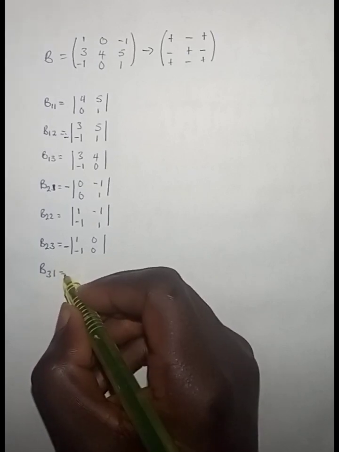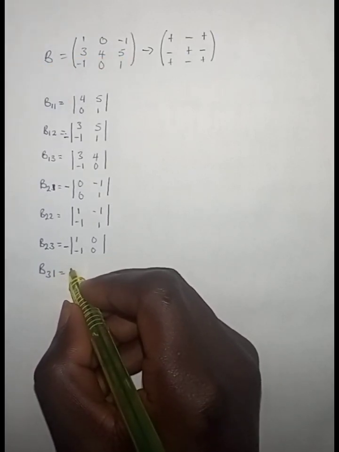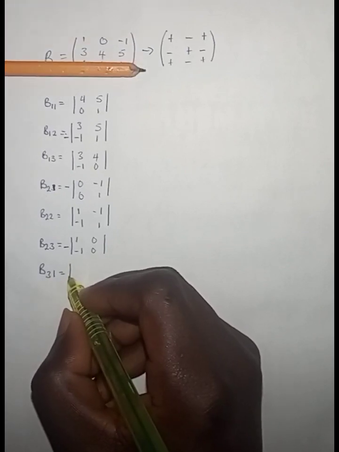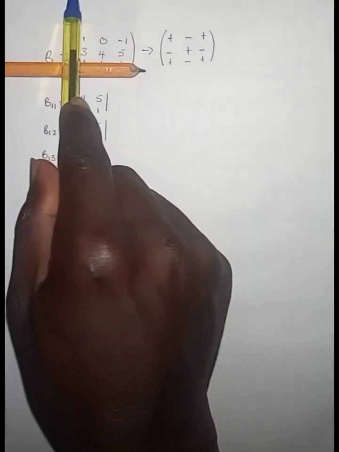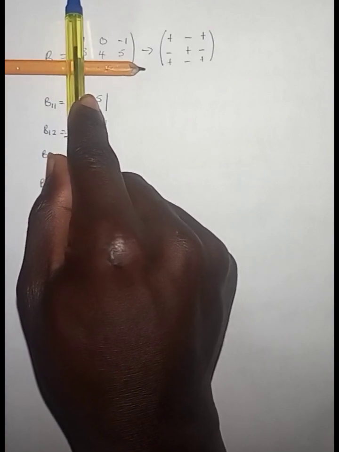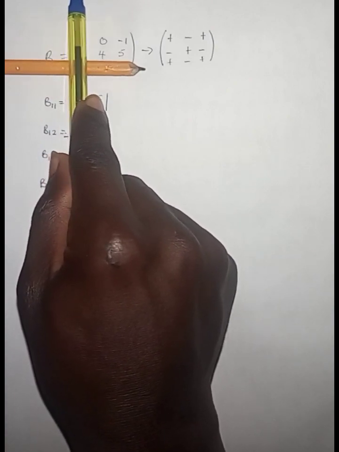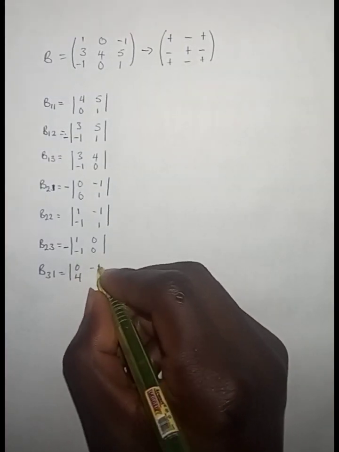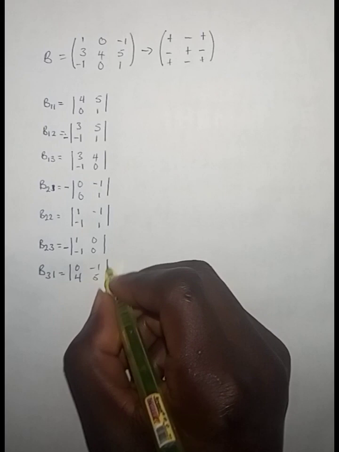B31, the sign is plus. Block row 3, column 1. And we're left with 0, 4, minus 1, and 5.